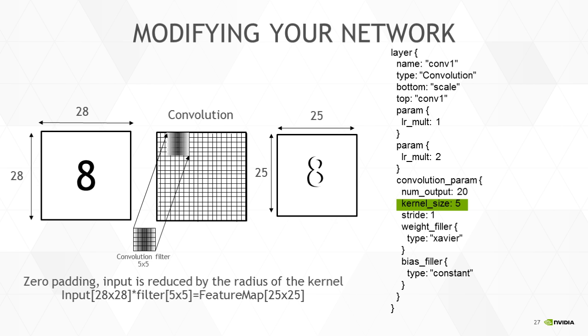And then at the end, you have your feature map output. So I mentioned before, if you don't want your feature map to reduce, because your feature map will reduce by 2 times the radius of your kernel, you could apply zero padding, which is just applying a perimeter of zeros around your input, and then apply the convolution, and then the output will be 28 by 28.